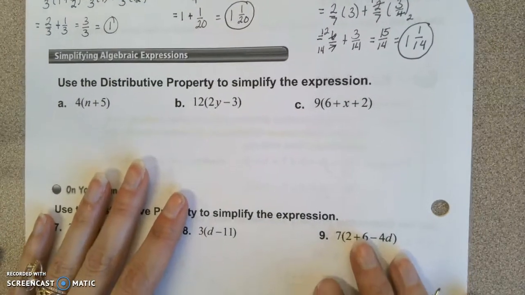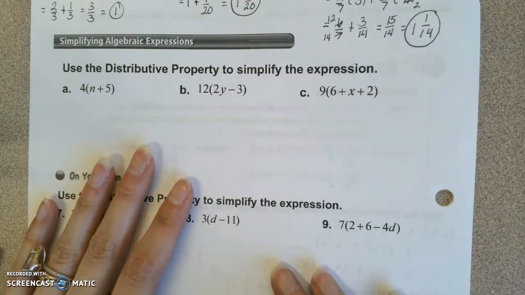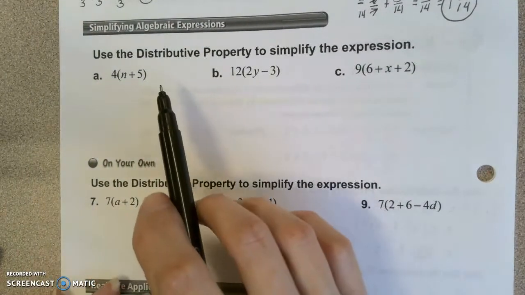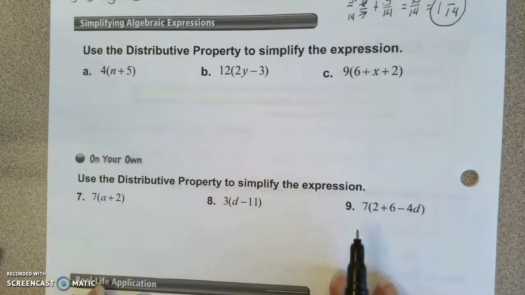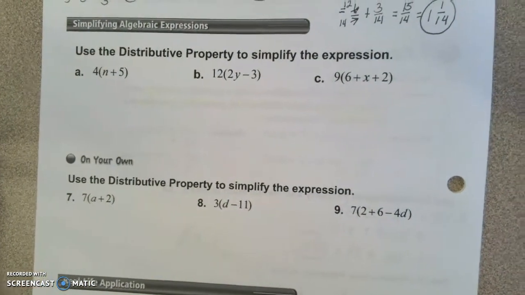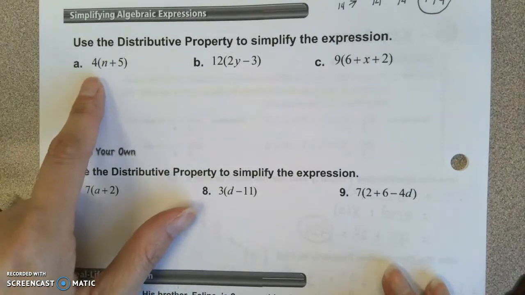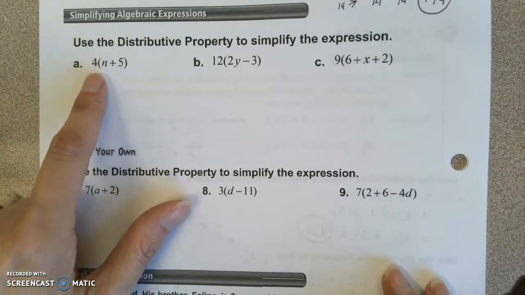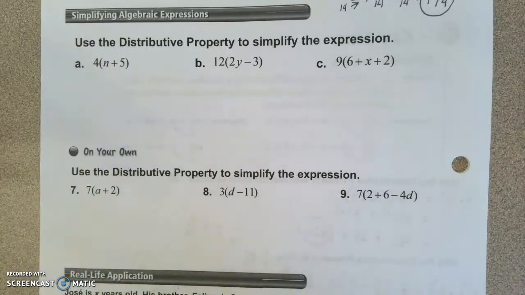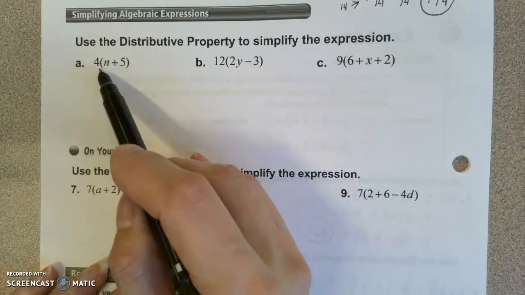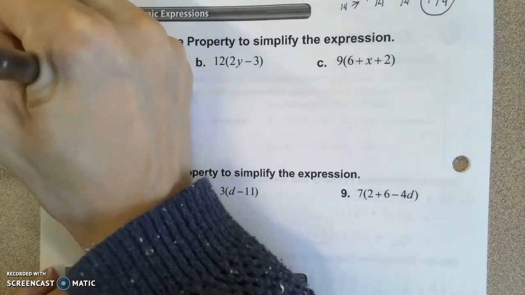Now let's take a look at what we were doing with the algebra tiles yesterday, but now we're going to apply the rule formally and really look at that pattern that we started talking about yesterday. We're going to use the same idea that we used with whole numbers, but now we're going to have variables in there. This first one, we have 4 groups of n plus 5, or 4 times the quantity n plus 5. With the distributive property, everything in the parentheses is going to be multiplied by this 4.